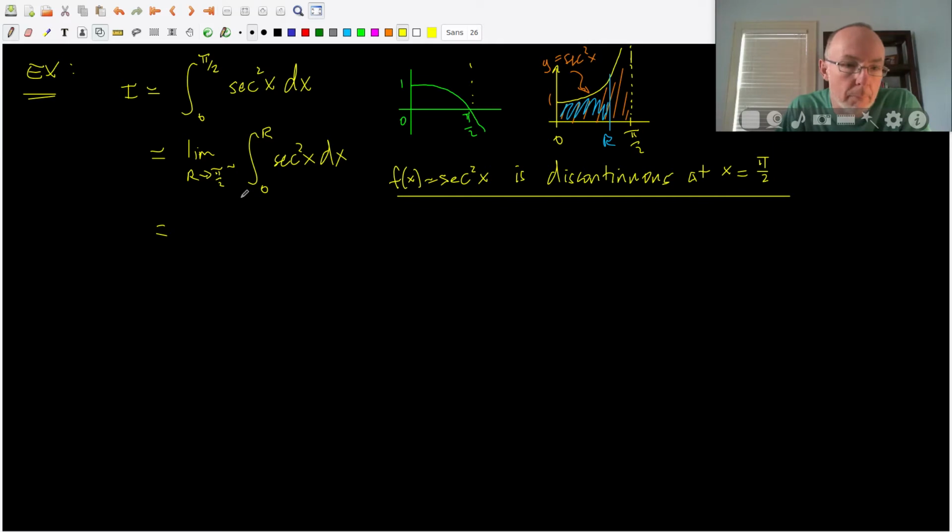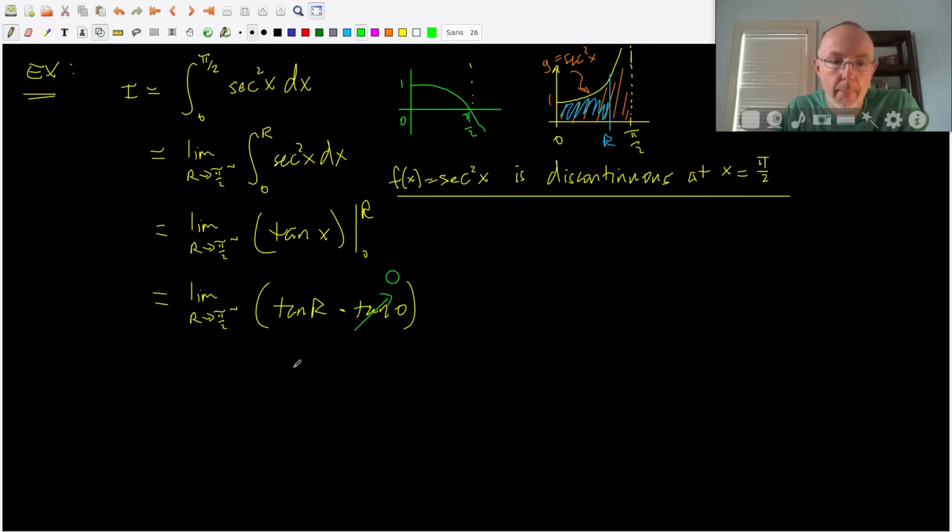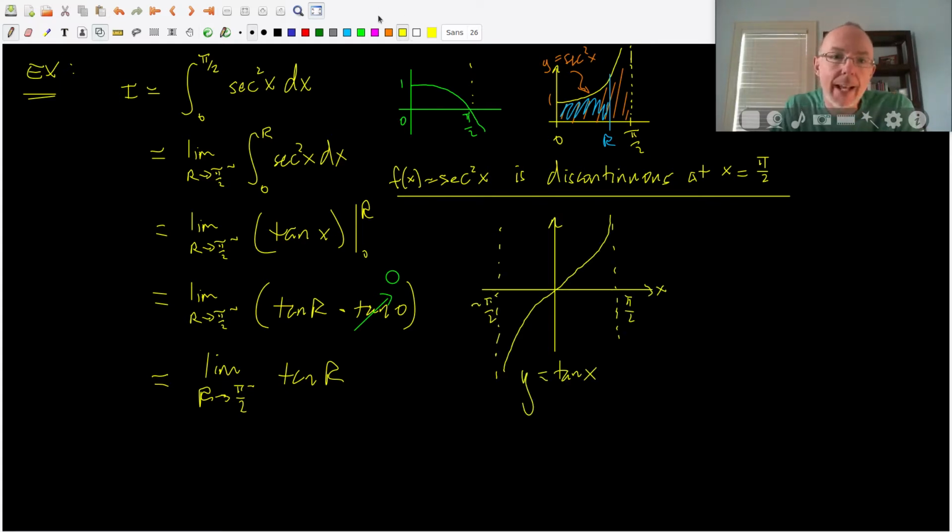So we can just write that down. Integrating that gives us tan, and now we just have to plug in. So we get tan of r minus tan of 0, and tan of 0 is 0, so this is just tan of r in the limit as r approaches pi over 2 from the left. Well, remember the graph of tan? Here's the graph of tan. So what happens as we approach pi over 2 from numbers less than pi over 2?